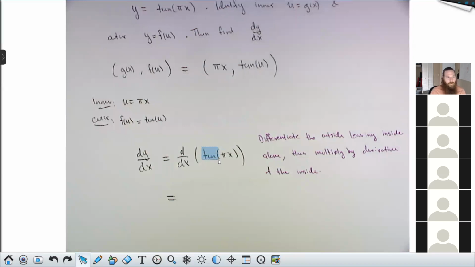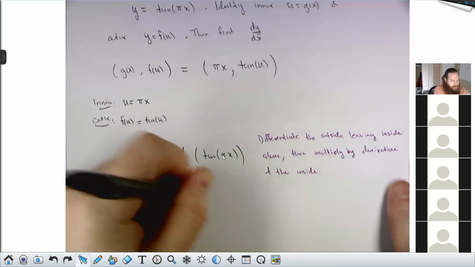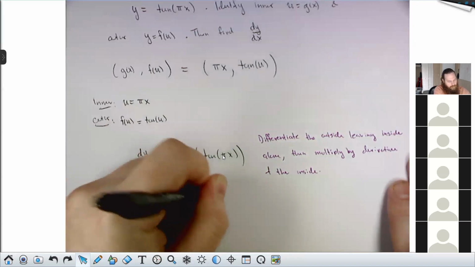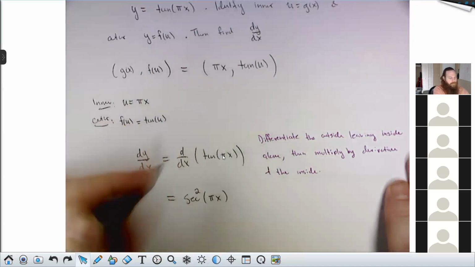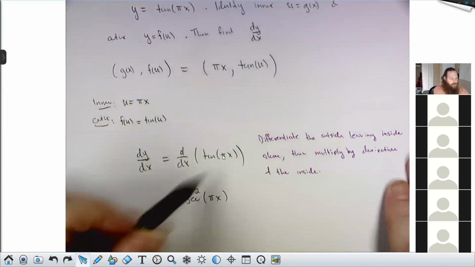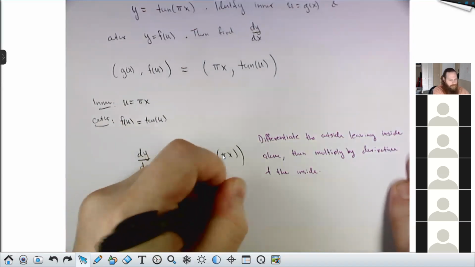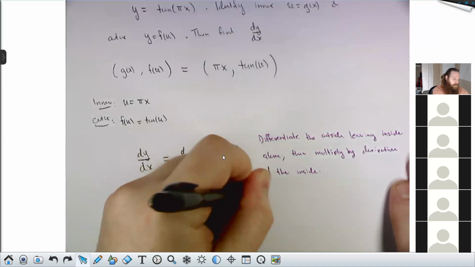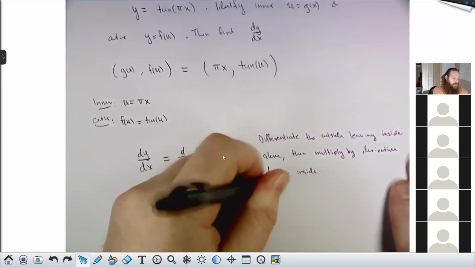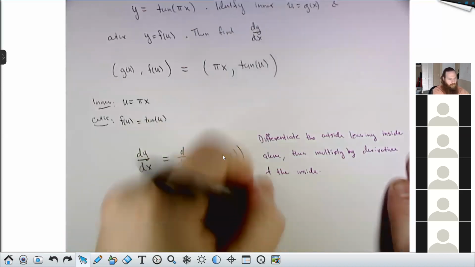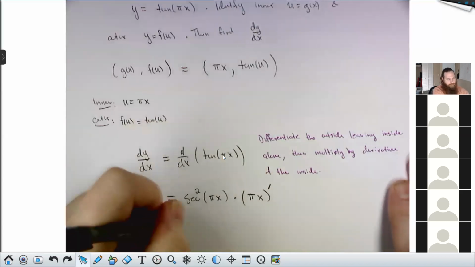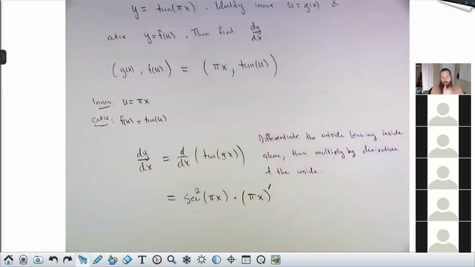So the outside here is tangent. If I differentiate the outside, leaving the inside alone, I'll get secant squared of pi x. That's differentiating the outside, leaving the inside alone. And then I need to multiply by the derivative of the inside, and I'll just write that schematically as pi x primed. Everybody comfy with this step?